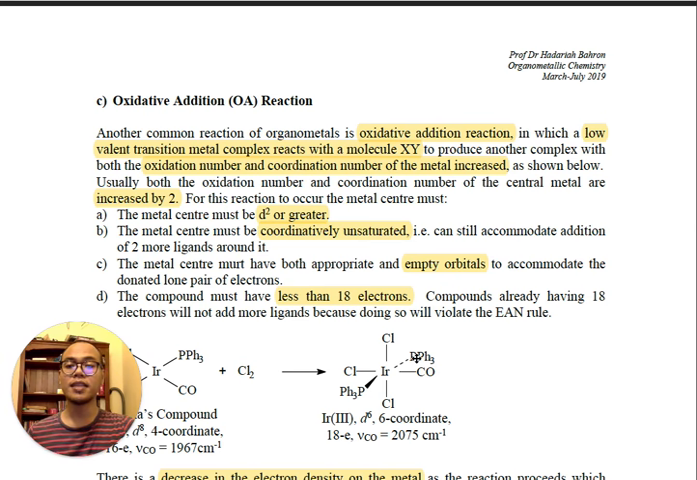Now we're going to learn the third type of reaction, which is called oxidative addition, OA reaction. OA is the notation for oxidative addition. When we call it oxidative addition, there are two things that we need to understand. First, there will be an addition reaction, and the second one, this reaction will involve some change in the oxidation number. That's why it's called oxidative addition reaction. A low valent transition metal complex reacts with a molecule to produce another complex with both oxidation number as well as coordination number increased.